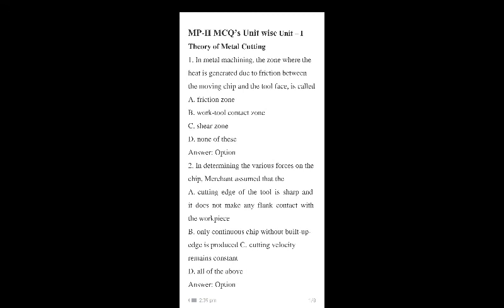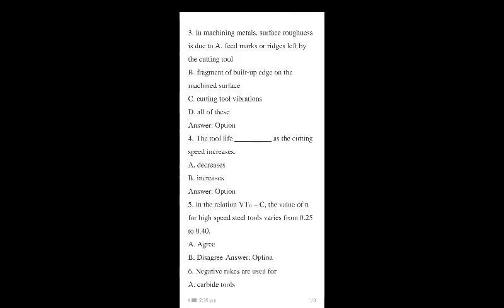Okay. Now let us see the next question. In machining metals, surface roughness is due to... and the answer is option D. All three sentences are correct. Okay. So question 3, D option is correct.